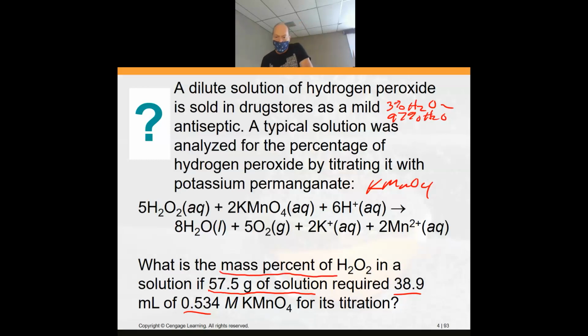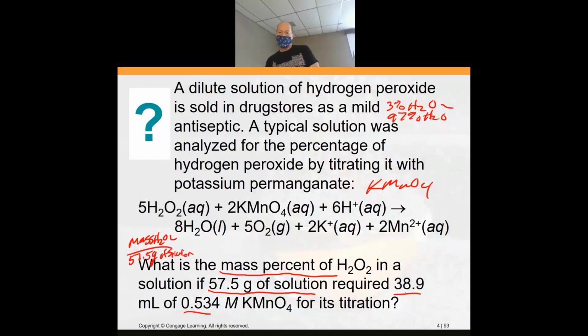So in order to get the mass percent, we need the mass of hydrogen peroxide divided by the mass of the solution. We already know that. That is 57.5 grams of solution. All right, so in order to answer this question, you have to figure out, what am I even looking for? All right, what you're looking for is the mass of hydrogen peroxide.